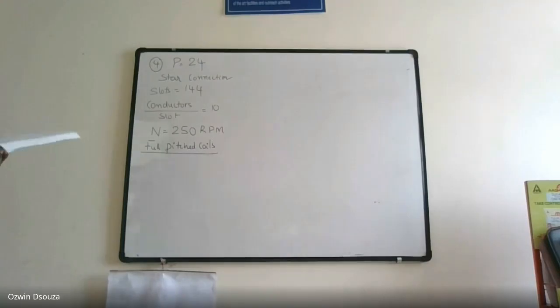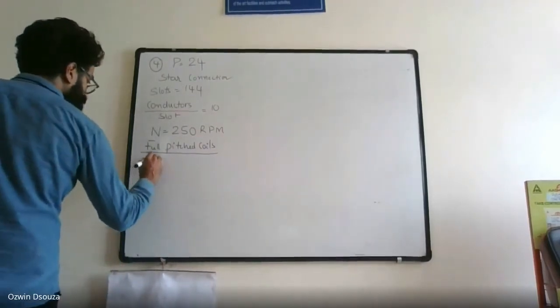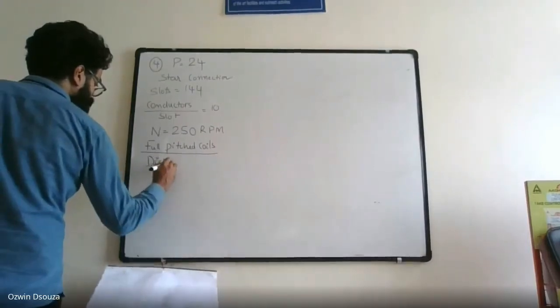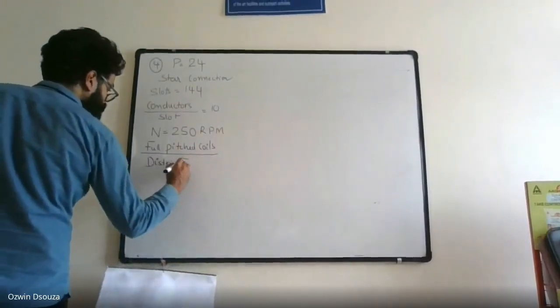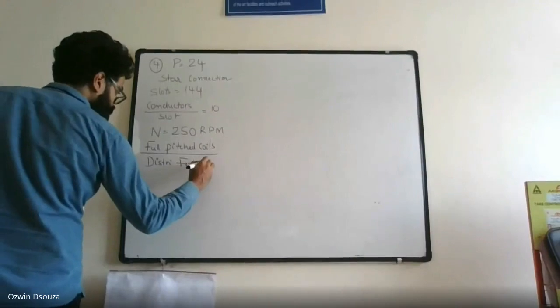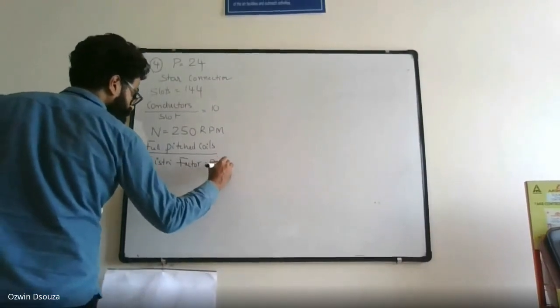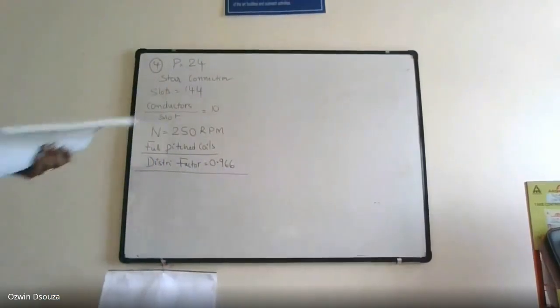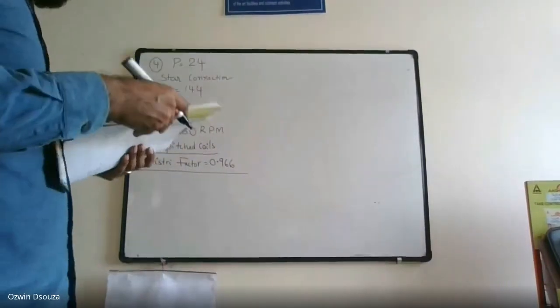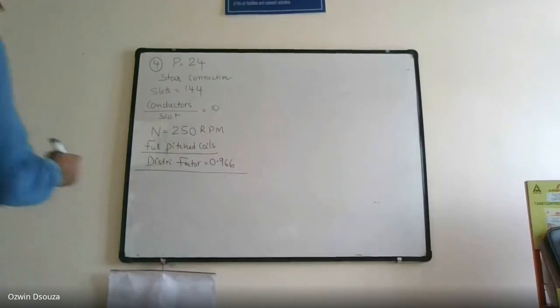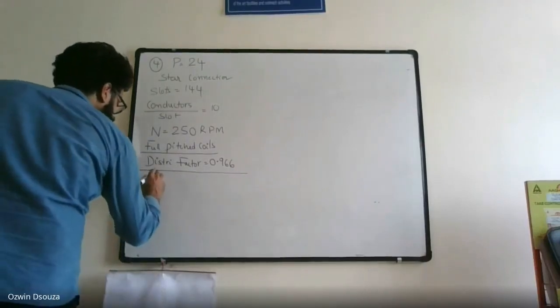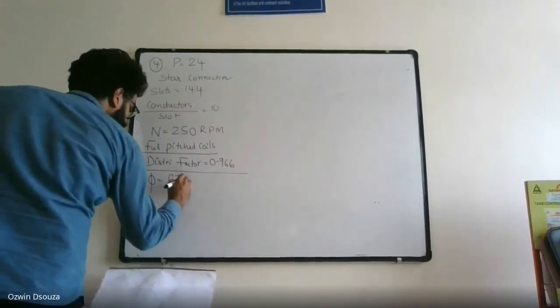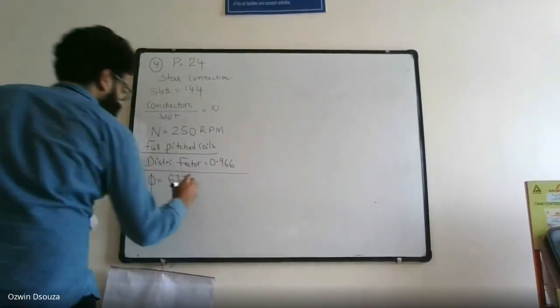The winding has full pitched coils with a distribution factor of 0.966. The flux per pole is 67.3 milliwebers.